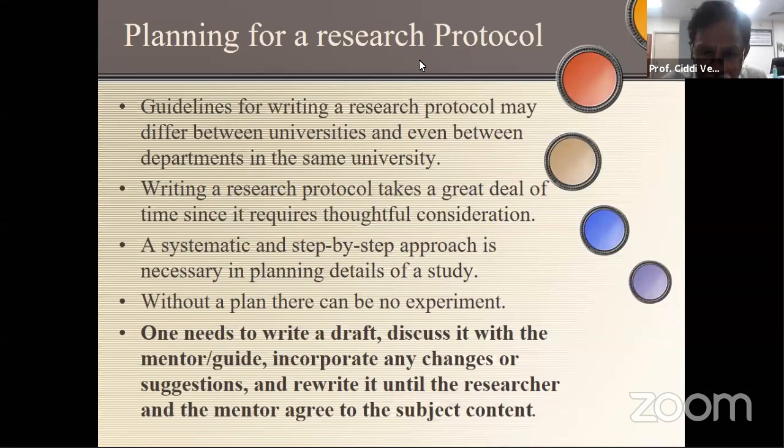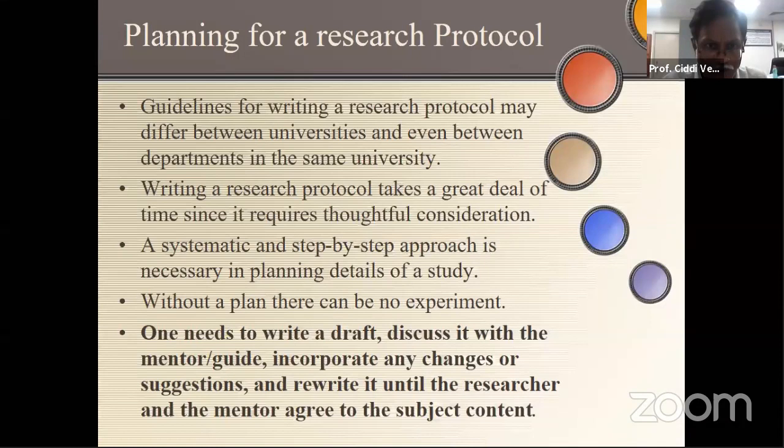And one needs to write a draft, discuss it with the guide, incorporate any changes and suggestions, and rewrite it until the researcher and the mentor agree on the subject content. Now, for the interaction between the guide and the student, most of the time you need to spend with the guide, so that together you make good protocols for doing the experiments.